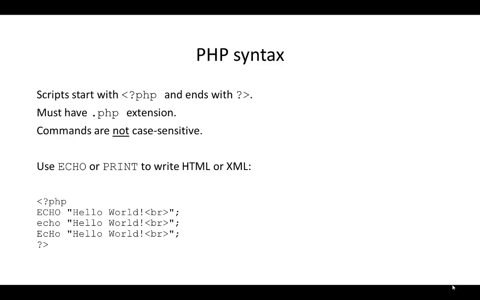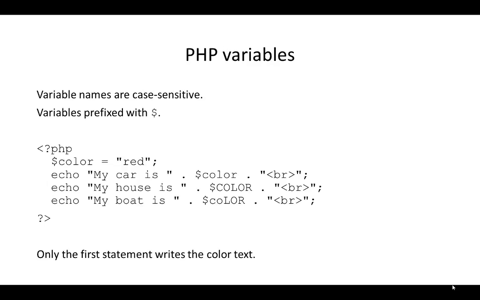And we can use these echo commands to print or write HTML or XML. So this little program that we've got here, if we called it on a web document, what it would return is one line that said hello world, then a carriage return, then another line that said hello world, and then another line that said hello world. That's what we get in the web browser. We'll see examples, but let's just run through some of the syntax first.